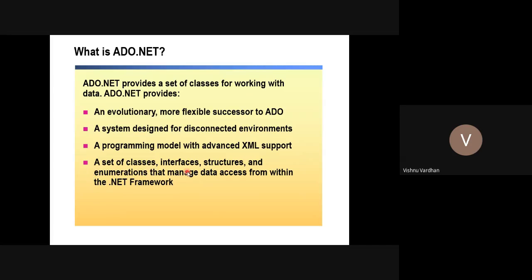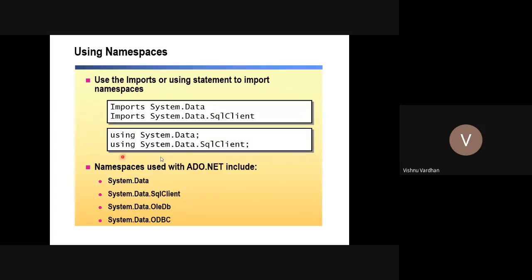Then a set of classes, interfaces, structures, and enumeration that manage data access from within the .NET framework. So ADO.NET is offering certain classes, it is exposing some interfaces and some structures, enumerations. So all these are part of this particular library, which is called ADO.NET. Okay. So then we have namespaces, which are specially dealing with this ADO.NET.